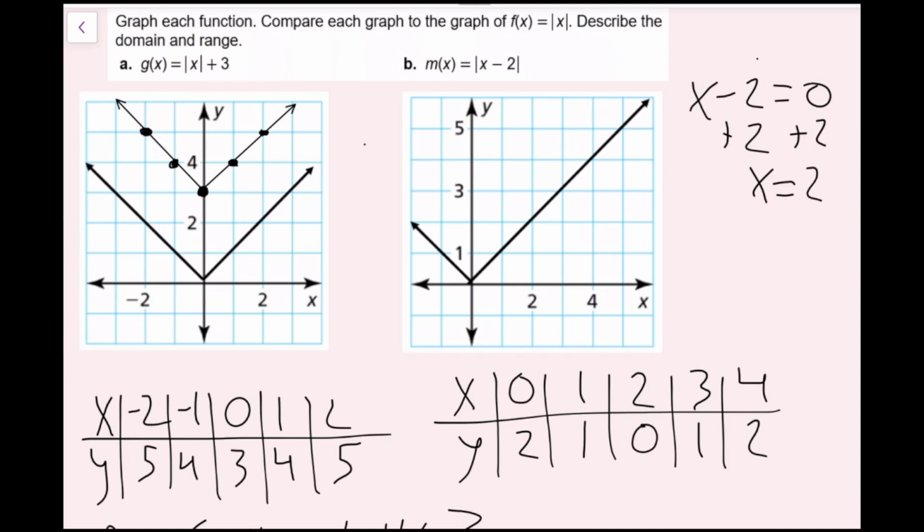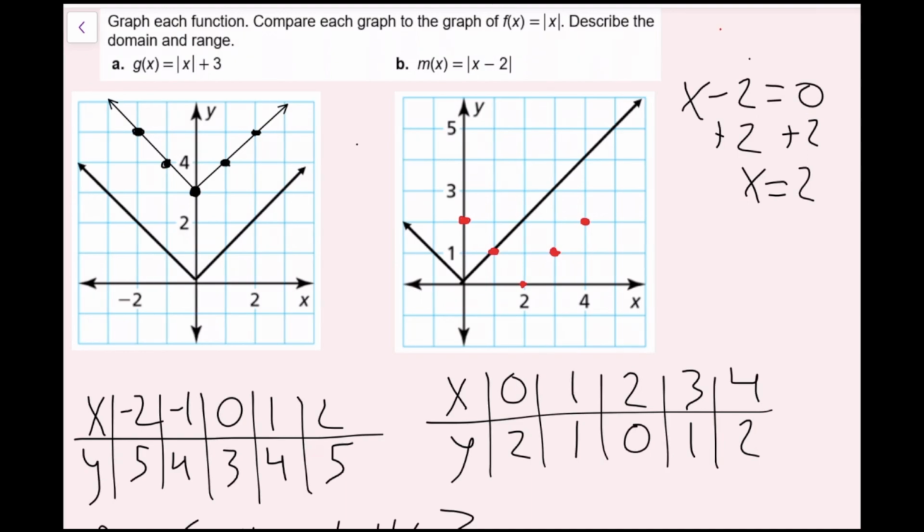Anyway, I'm going to plot these points and then graph. And maybe I'll use a different color. I'll use red. So anyway, 2, 0 is right here. 3, 1. 4, 2. Fix that point. And then I have 1, 1 right here. And 0, 2. Now I'm going to draw my absolute value function through this.